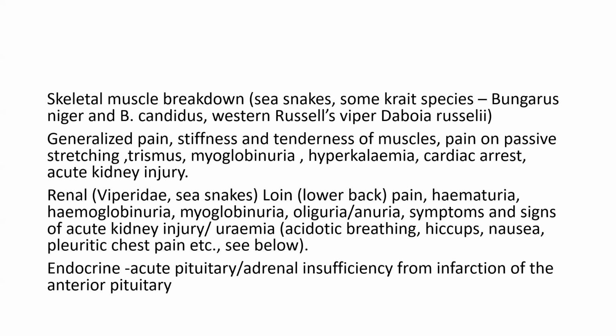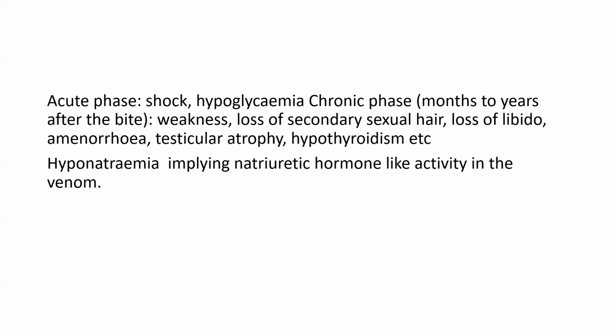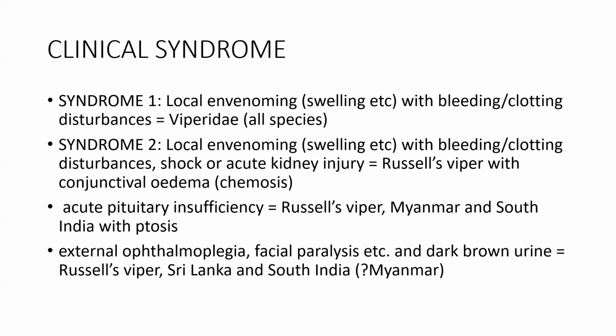Endocrine features manifest as acute pituitary adrenal insufficiency from infarction of the anterior pituitary. The acute phase will manifest as shock and hypoglycemia, and in the chronic phase there will be weakness, loss of secondary sexual hair, loss of libido, amenorrhea, testicular atrophy, and hypothyroidism. Hyponatremia implies natriuretic hormone-like activity in the brain.